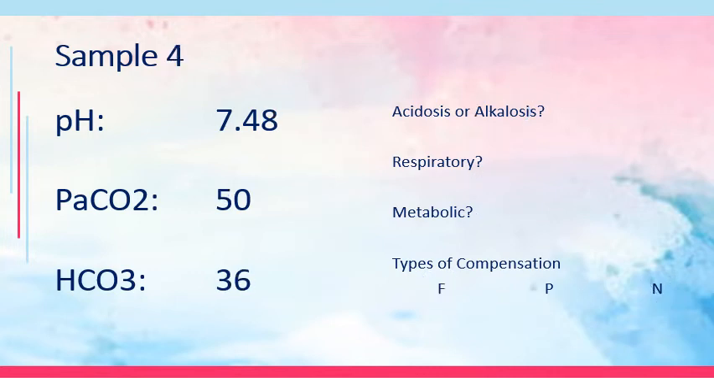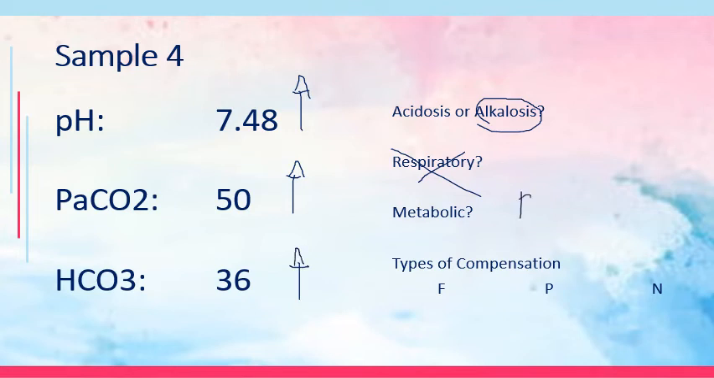Let's proceed to the fourth example. pH is 7.48. Increase or decrease? This is increase. Is this acidosis or alkalosis? This will be alkalosis. PaCO2 is 50. Increase or decrease? This is increase. Is this a respiratory problem? Are the arrows opposite? They're not. So this is not a respiratory problem. HCO3 is increase.